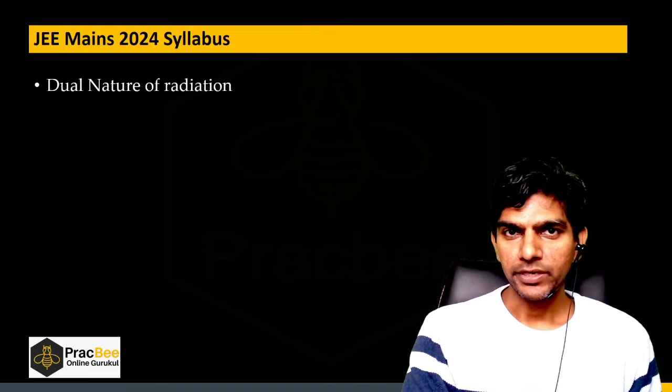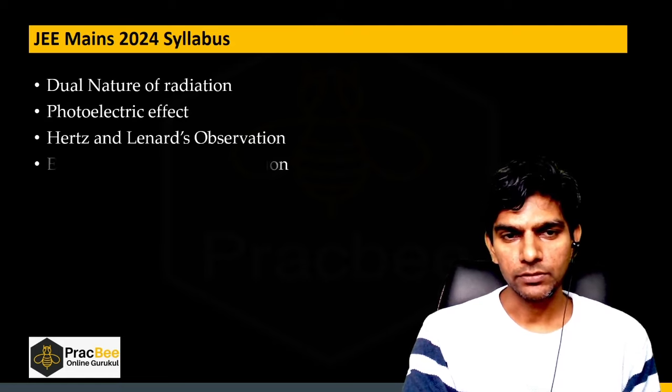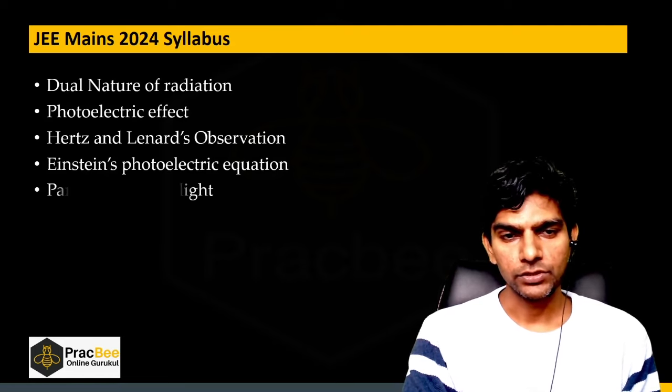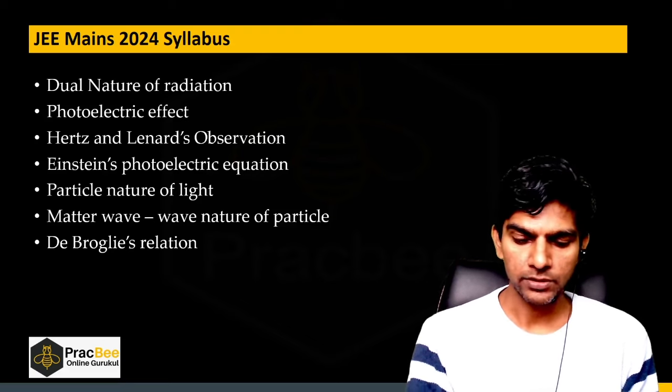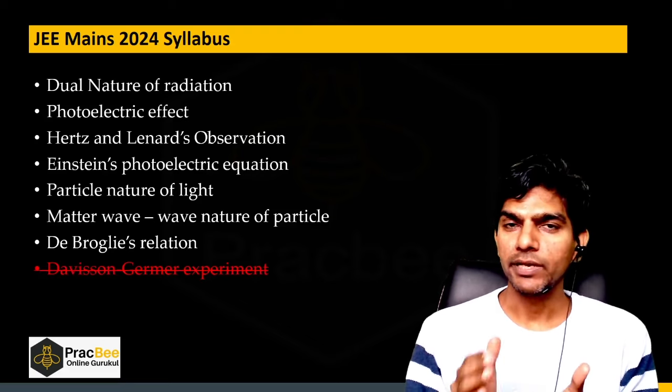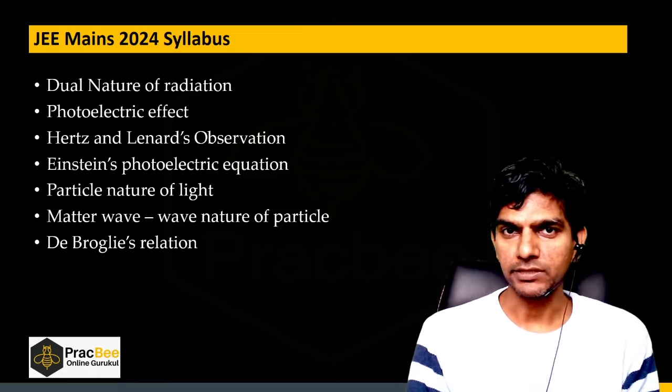So now let us see the syllabus for JEE mains 2024. So first, there is a dual nature of radiation, then photoelectric effect, Hertz and Lenard's observation, then Einstein's photoelectric equation, particle nature of light, matter wave, De-Broglie's relation, and Davison-Germer experiment has been deleted this year, so you don't have to worry about this particular topic. You have to focus on these areas.